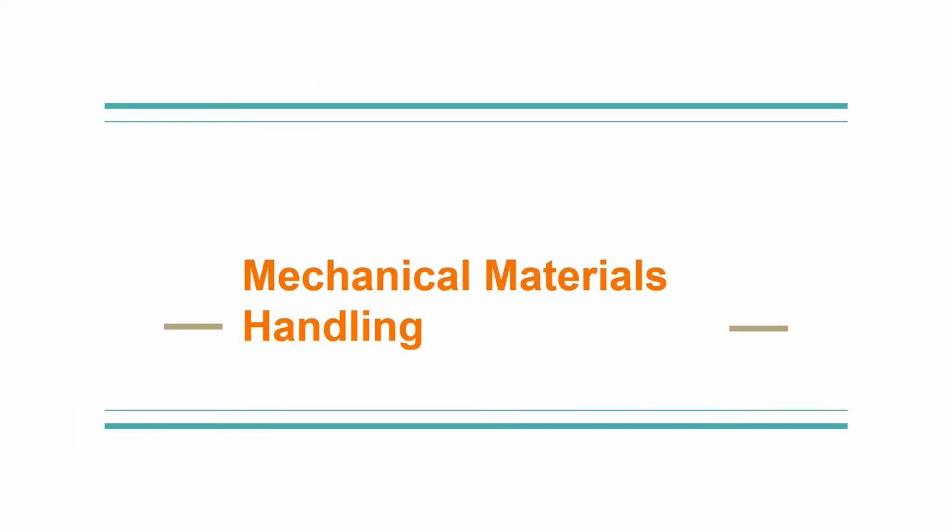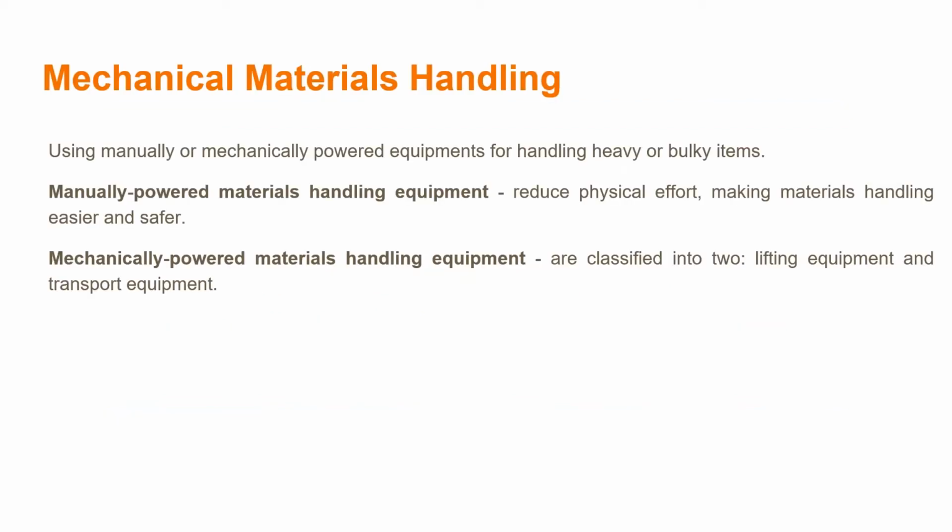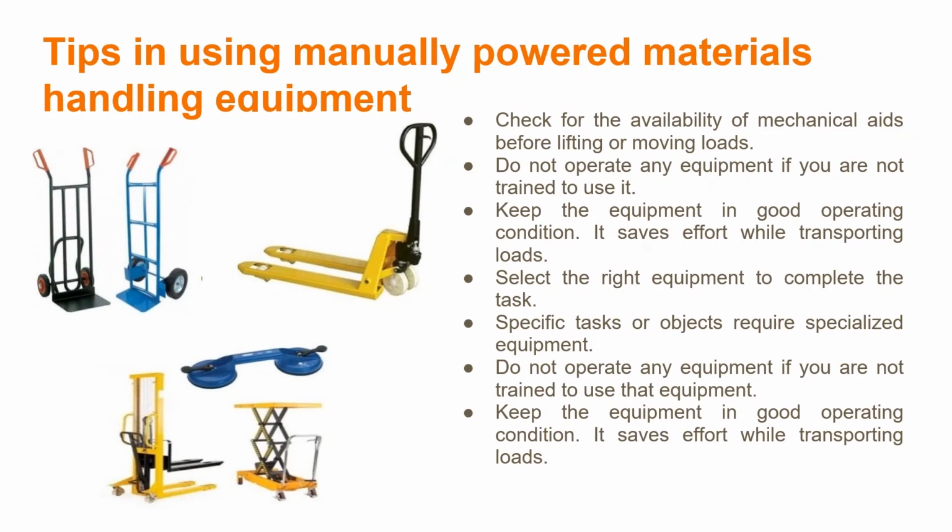So next is mechanical materials handling. What mechanical materials handling means is using manually or mechanically powered equipment for handling heavy or bulky items. There are two types of equipment used in materials handling. First are manually powered materials handling equipment, which reduce physical effort, making materials handling easier and safer. Next are mechanically powered materials handling equipment, which are classified into two, lifting equipment and transport equipment, which we will discuss later on.